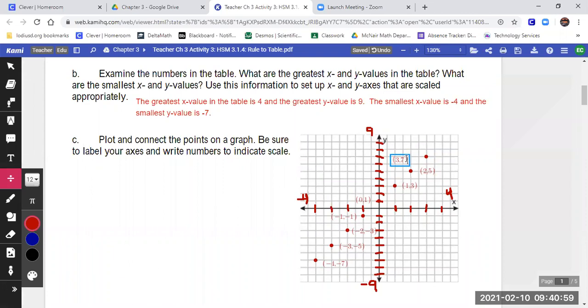Now, it does not matter which side of the dot you put your coordinate on. It just needs to be near its dot. Okay. And then our last one, (4, 9). That should feel basic. We've done those before. Okay, so we plotted them. We labeled our axis with the number of the scale. That's what those 9 and the -4 and all that is. That's telling the reader what our scale is.